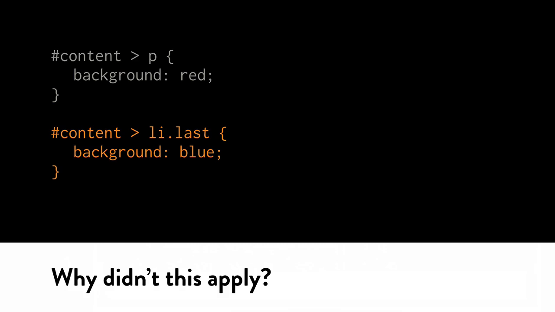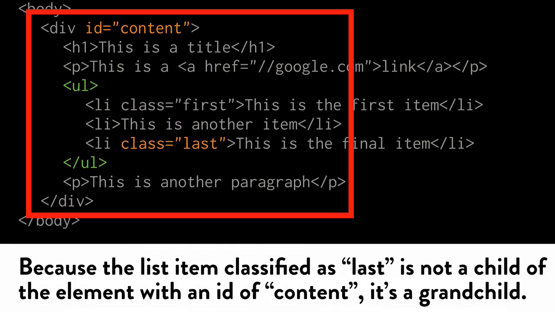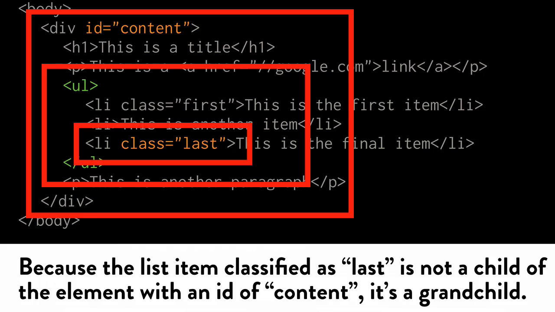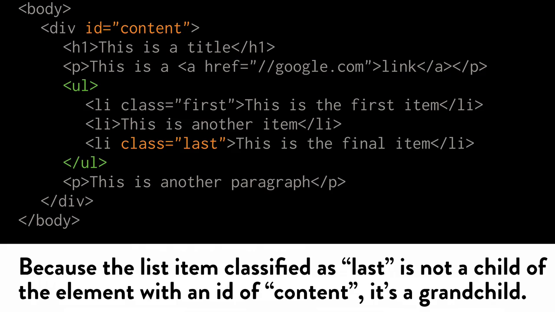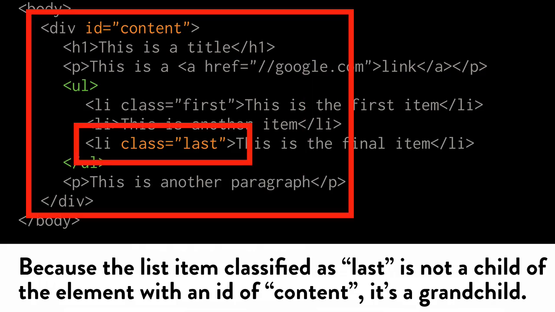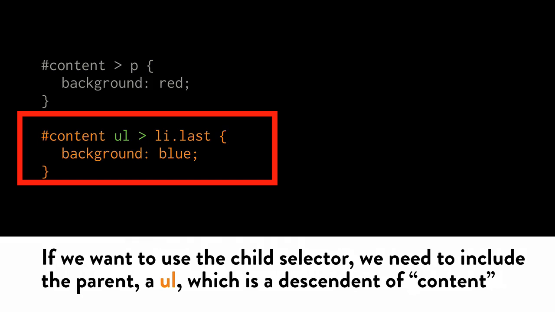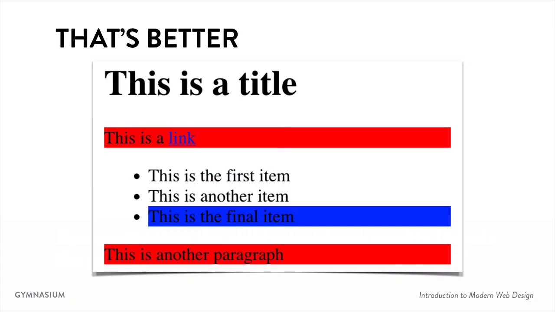So why didn't this apply? Well, the reason that it didn't apply is that the div with an ID of content has a UL within it that contains the list item. The list item is not a child of the div. The list item is a child of the unordered list. And it is a descendant of the div with an ID of content. So we could change the selector to say we want to select any list item with a class of last that is a child of an unordered list that is a descendant of content. And then our styles apply.